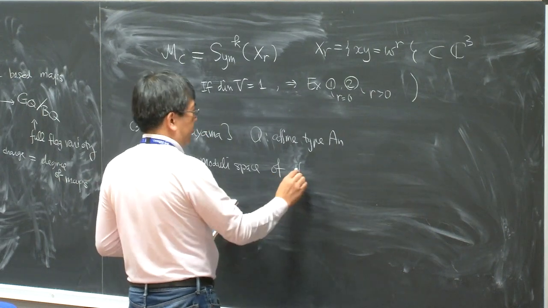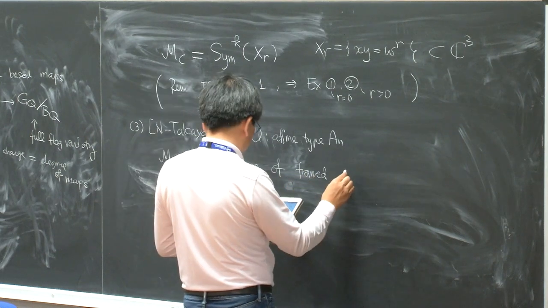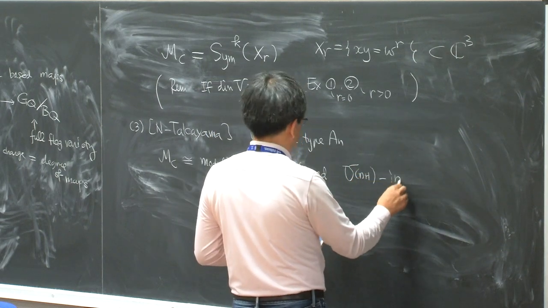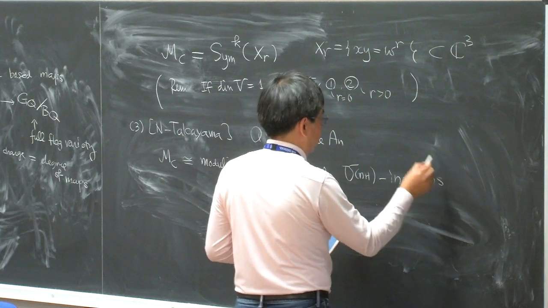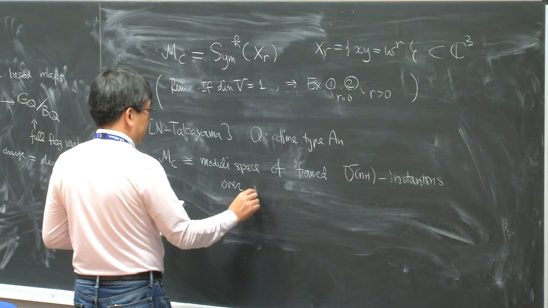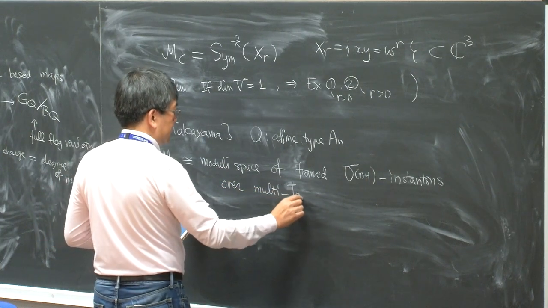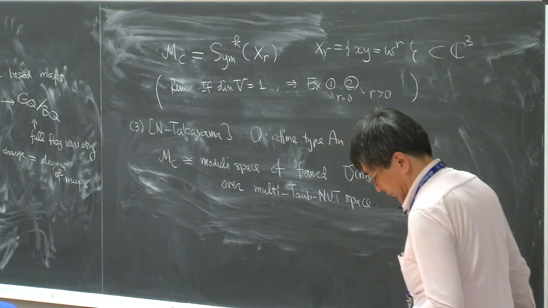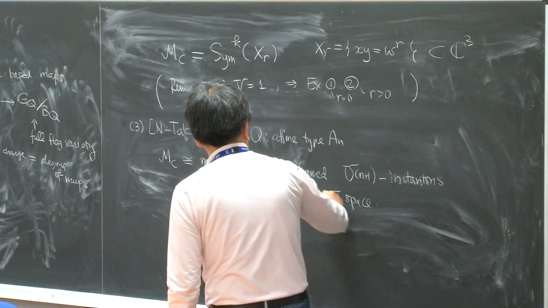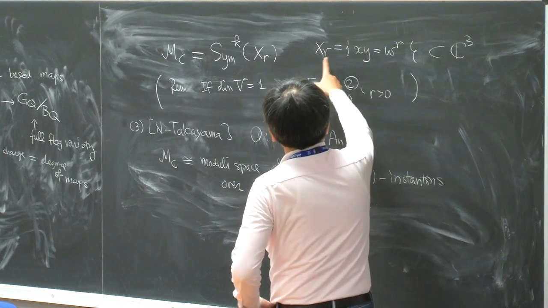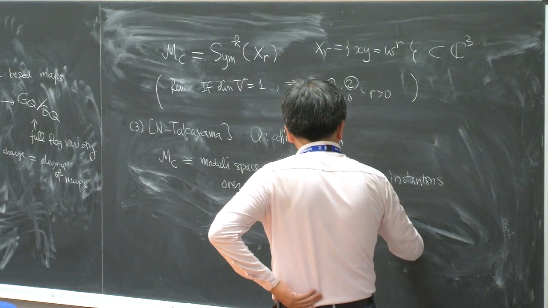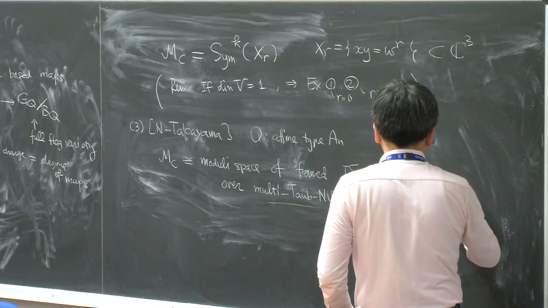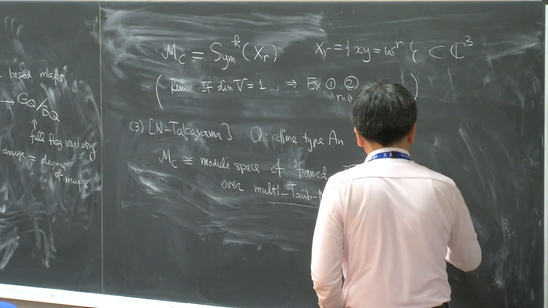The moduli space of framed U_{N+1} instantons over the multi-Taub-NUT space. So this is the space as a complex symplectic variety. This is the same as X_R, but X_R plus some non-flat. So the Taub-NUT metric is some non-flat hyperkähler metric on this space.